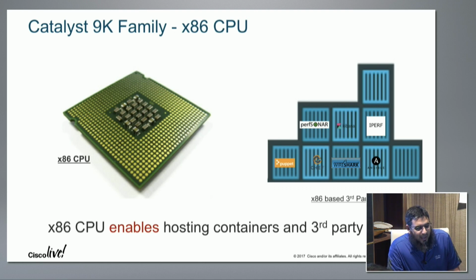We are introducing an x86-based CPU on the Catalyst 9K family, right? A lot of these third-party applications that we keep talking about, Puppet, Chef, Wireshark, all these applications are built for x86-based systems. If we have PowerPC-based systems, we cannot run these applications on that switch, right?